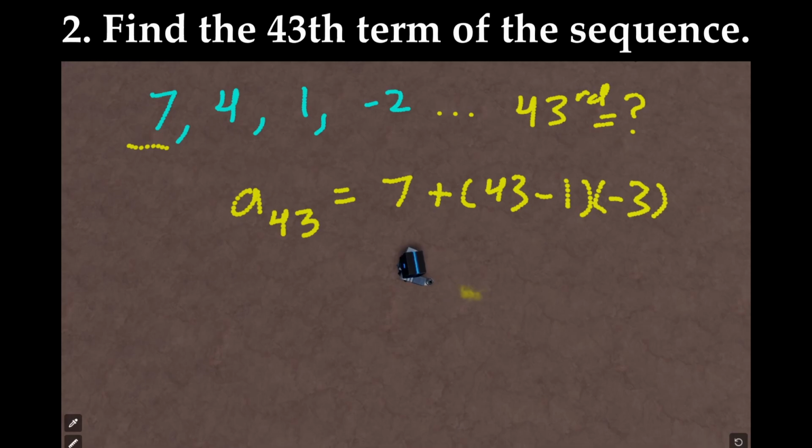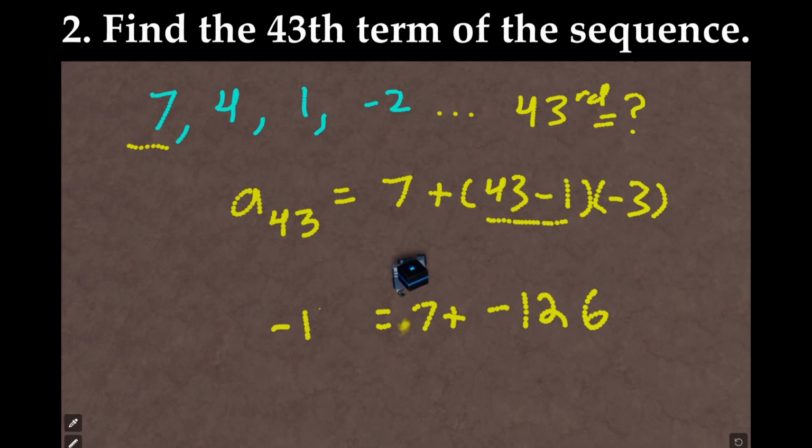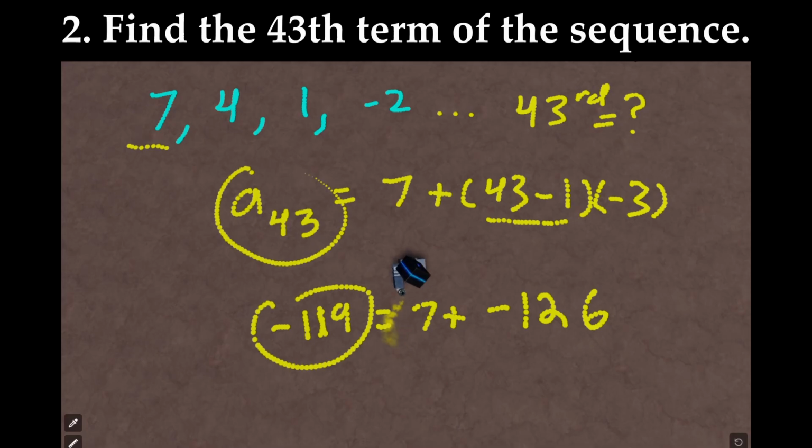So this turns into 7 plus 43 minus 1 is 42 times negative 3. Order of operations states that we do the multiplication first. 42 times minus 3 is just negative 126. And then 7 plus negative 126 is equal to negative 119. So using both methods, we were able to get the same answer of negative 119.